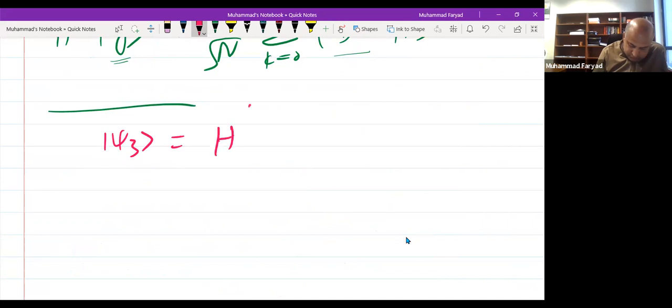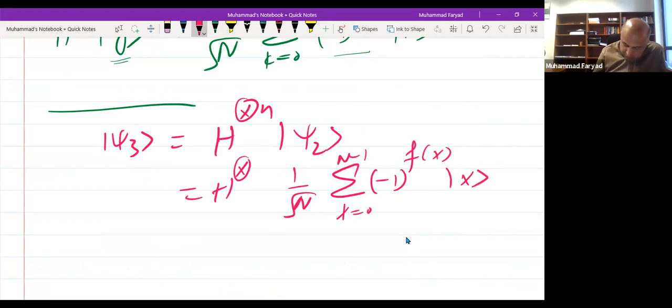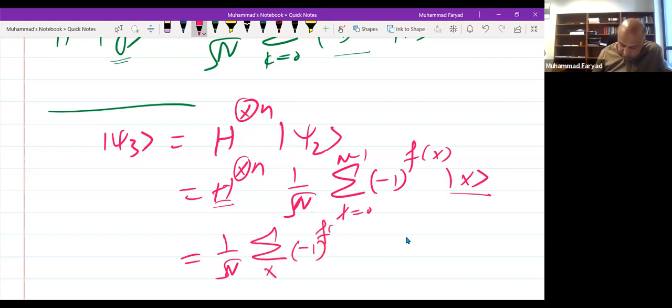Psi 3 is just the second Hadamard stage applied to psi 2, and psi 2, if I rewrite, is the sum over x of minus 1 to the power f of x times |x>, where x goes from 0 to n minus 1. So this is the n-bit Hadamard transform. This Hadamard transform goes straight to this vector state, because all of these are scalars, and scalars are right there, sum over x minus 1 power f of x.